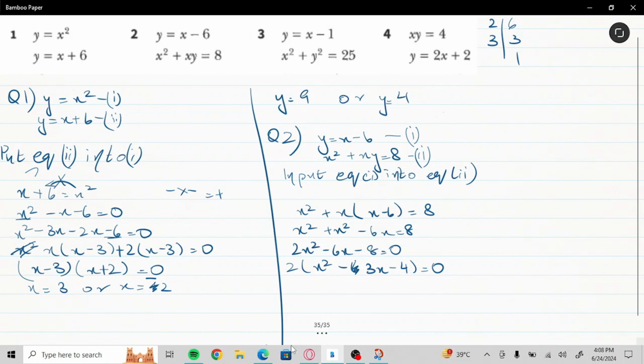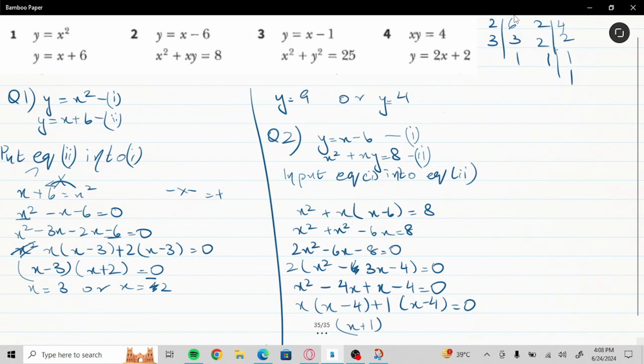And take the LCM of 4. We have 2 2s are 4 and 2 1s are 2. You can also do 1 1s are 1. So we also have 1 as a factor of 4, obviously. So x squared minus 4x plus 1x minus 4 is equal to 0. And factorize this: x minus 4 plus 1 x minus 4 is equal to 0. So x plus 1 and x minus 4 is equal to 0. And similarly, we have two values: x is equal to negative 1 or x is equal to positive 4.